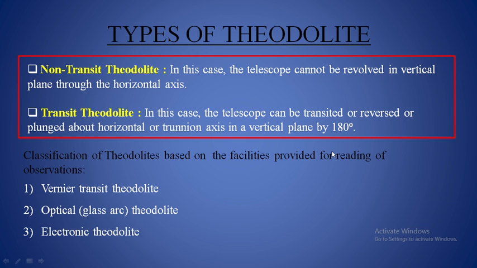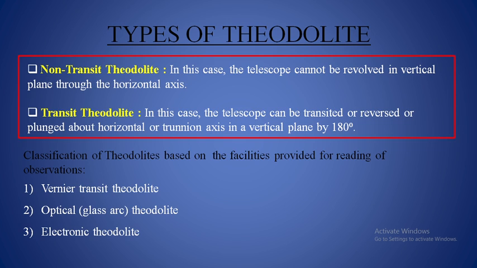So, the next topic is types of Theodolite. So primarily the Theodolite is differentiated in two types. The first one is non-transit Theodolite and the second one is transit Theodolite. Non-transit Theodolites are the Theodolites in that the telescope cannot be revolved or plunged in the vertical plane. The non-transit Theodolites are just like dumpy levels. There you cannot reverse the telescope.